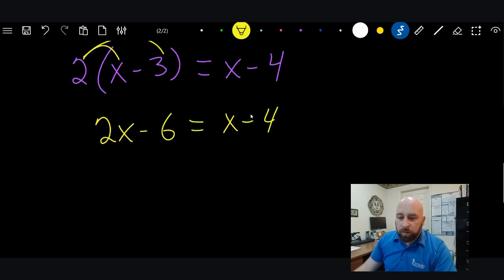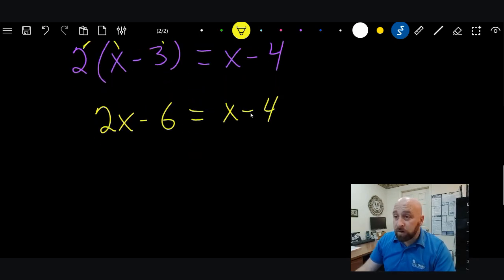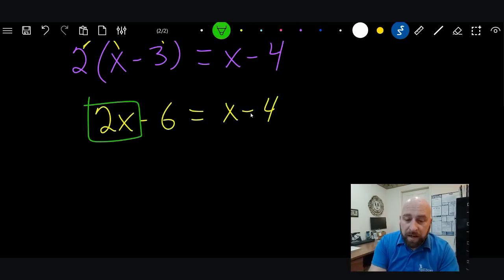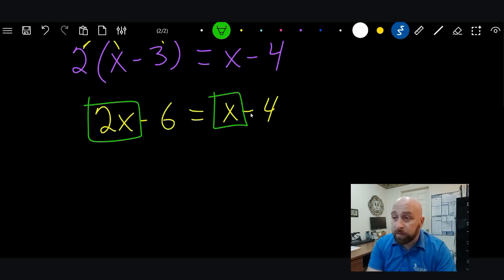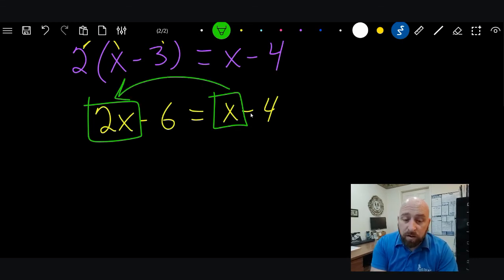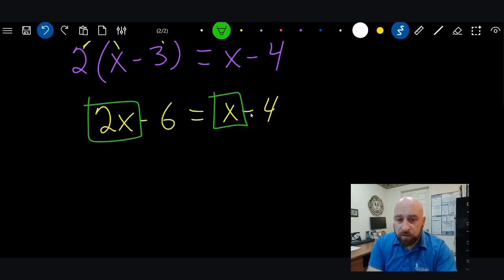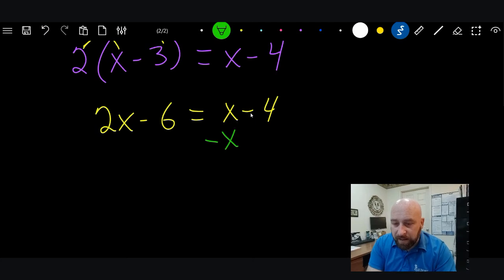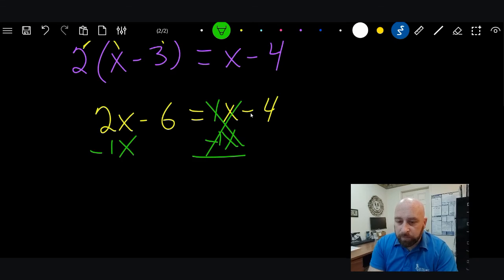And then what we would do next is we would just start moving the letters to one side and the numbers to the other side. So if you look here, we have a 2x and we have an x over here. So we want to move this x over to this side, because we want the x's all together. So if we do minus x, minus x, now remember, it's technically a 1 in front of that. The coefficient of everything is 1 if it's not written. So this cancels out. And then what do we get here? What's 2 minus 1? 1x, or just x.